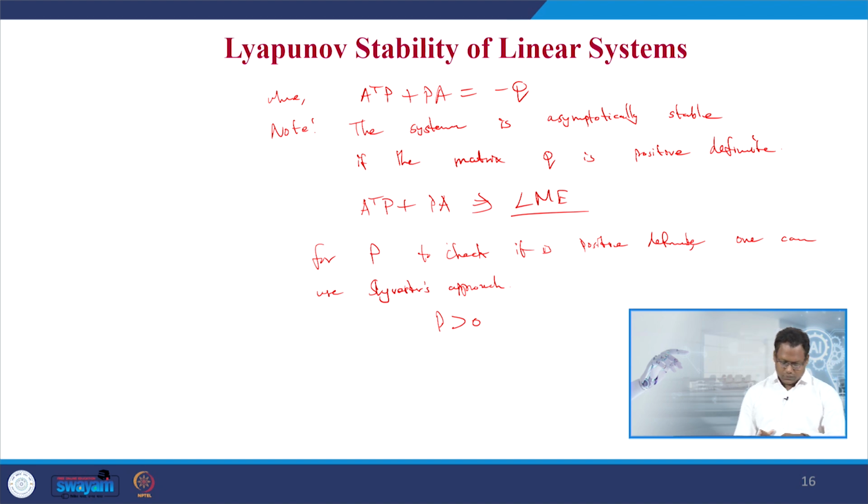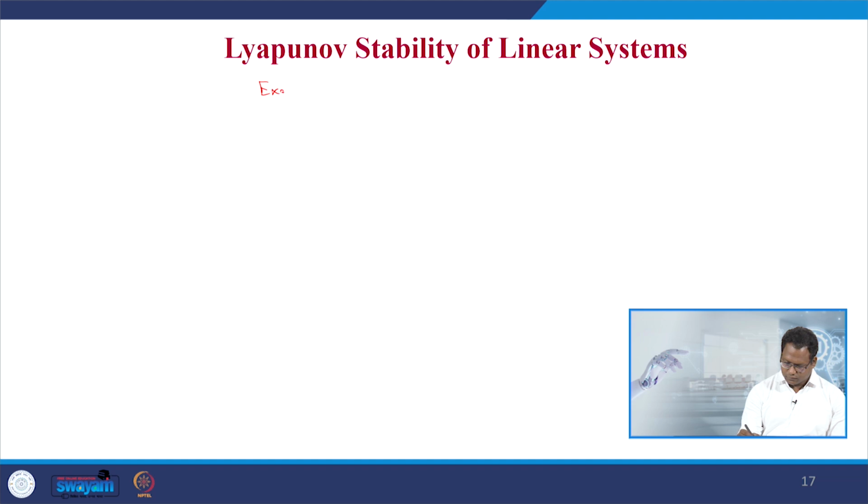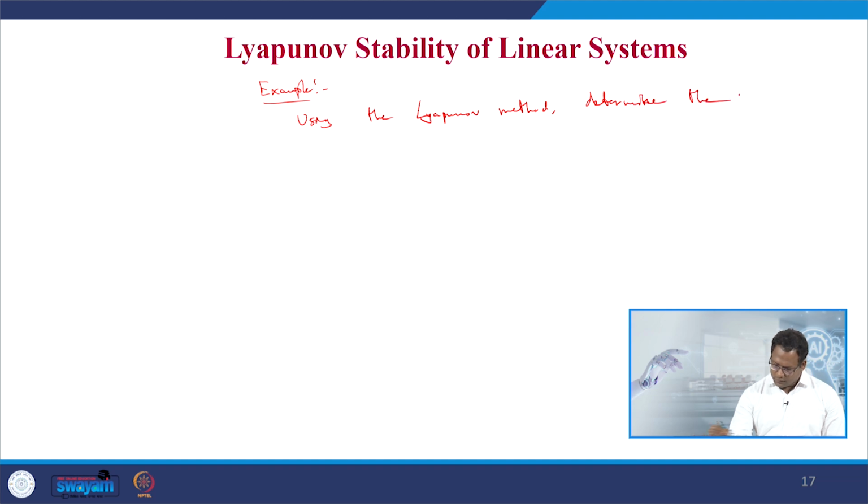Okay. Now, let us see an example associated with this problem. Okay. So, using the direct method, that is Lyapunov method, determine the stability of the system using MATLAB's M script.